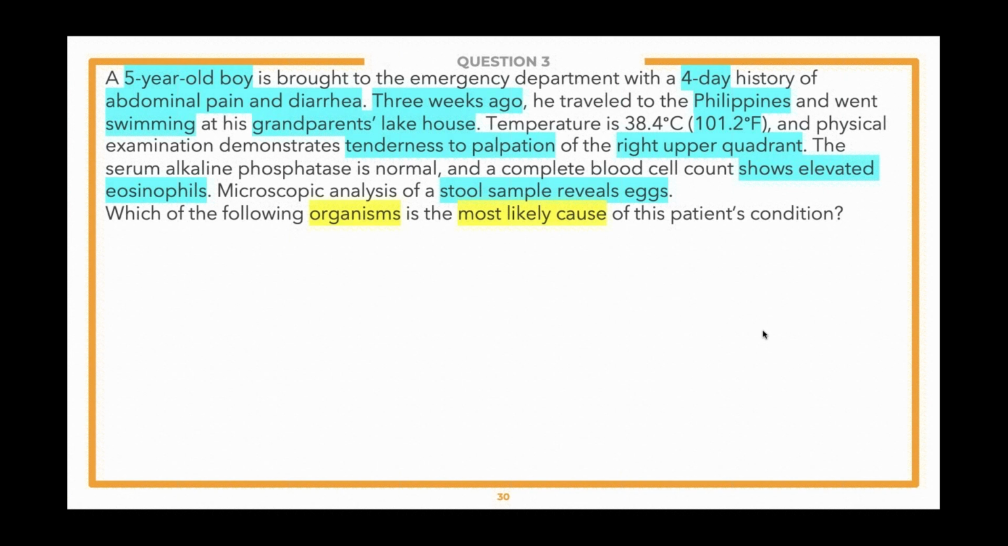Once again, we'll walk you through this question. So this is a 5-year-old boy. Okay, so again, a pediatric case. His presenting signs and symptoms are abdominal pain and diarrhea.